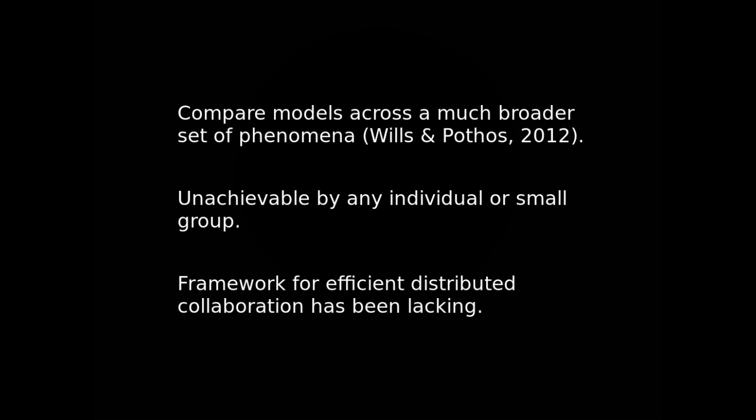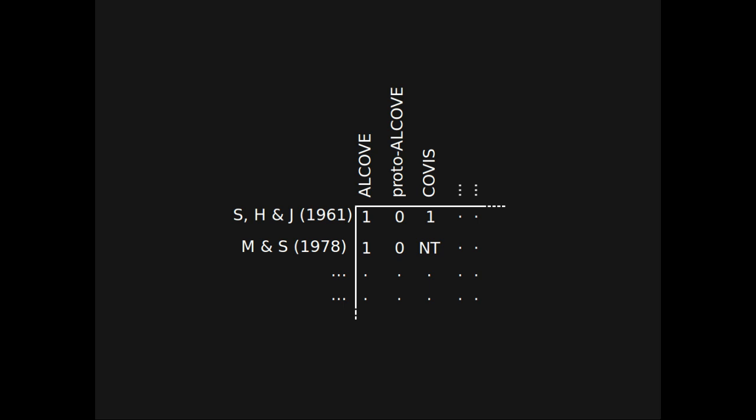Now, we think collaboration would solve this problem, but a suitable framework for efficient distributed collaboration has been lacking until now. So next, I'd like to introduce a couple of concepts that I think are pretty important to the development of distributed collaboration. The first of these is the grid. Now, the grid, which is shown on this slide, is a way of representing the goal of broad comparisons of model adequacy and progress towards that goal.